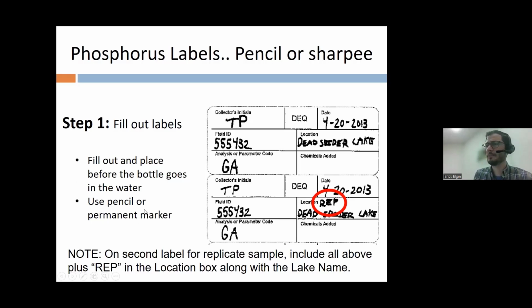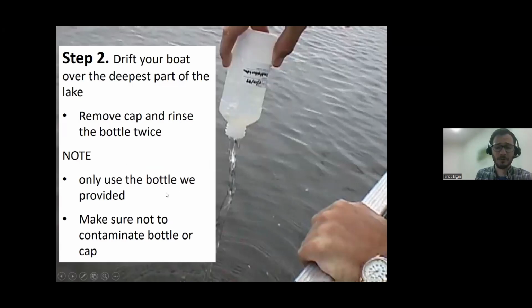Make sure to use pencil or permanent marker that doesn't smear. Permanent marker, permanent pen, anything that does not smear, and fill that out before it goes into the water. Otherwise, the sticker may not stick very nicely. So step 2, drift your boat over the deepest part of the lake, just like you would do for Secchi disc. Try not to kick up any sediments because that can also change your phosphorus.